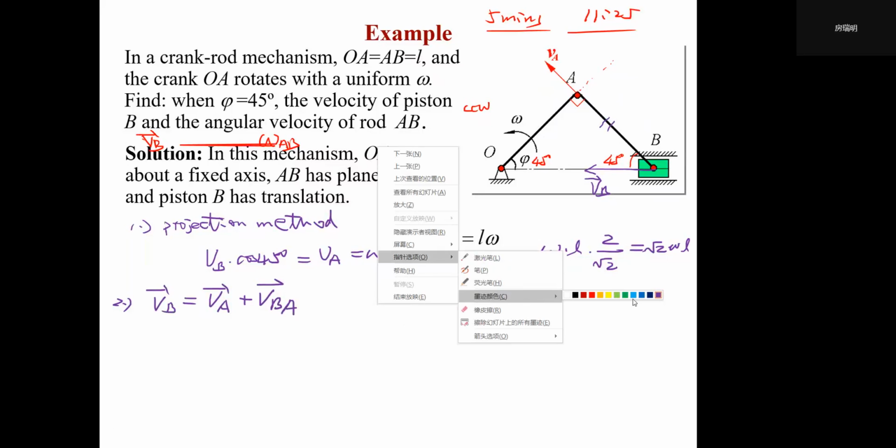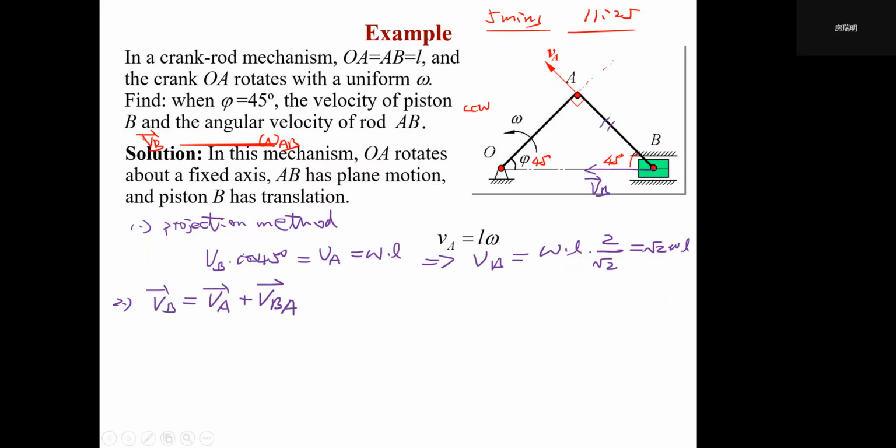I have to change to another color again. When we write this expression, we should draw the three vectors on point B. What we are going to find is the velocity, that is its absolute velocity VB, which we draw here. Then we draw VA, which at this special position just needs to be along this direction. It's a little hard to draw. So this is VA. Then we draw VBA. Its direction should be perpendicular to the link line AB. Maybe this direction, maybe that direction, but we know it must be this direction.